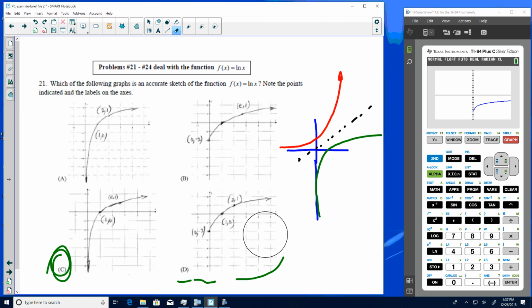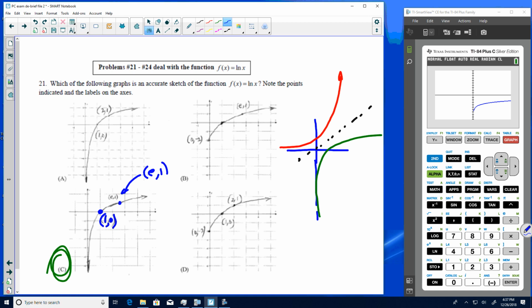The other two points that you should know for sure is this point here, the 0 of the function. So the graph goes through the point 1, 0. And another very nice convenient point is this one here, which is e, 1. And e is a little bit more than 2, right? So just look at your, there's 2 and there's 3. So it's about 2.7-ish, approximately 2.7. Okay.